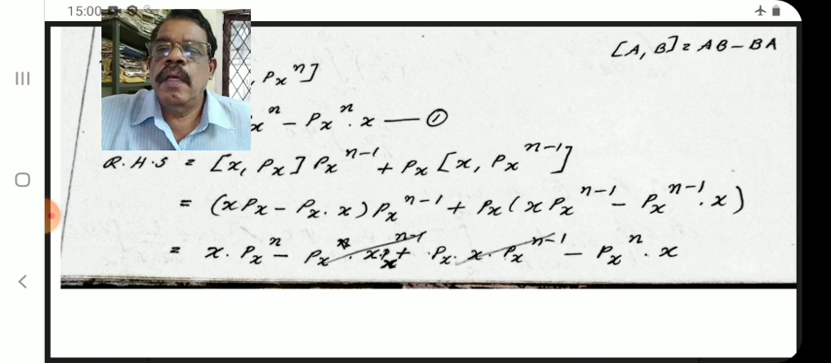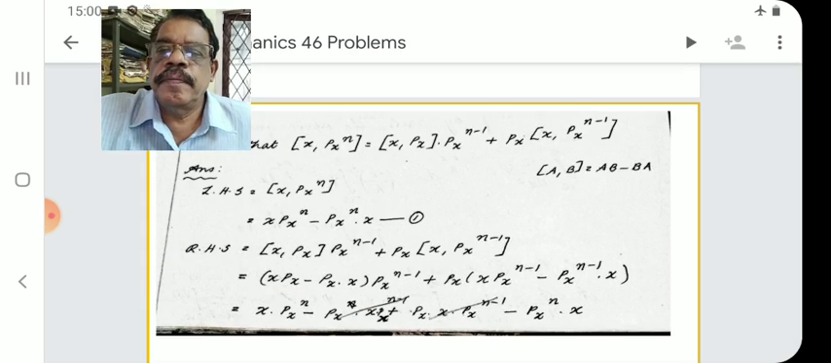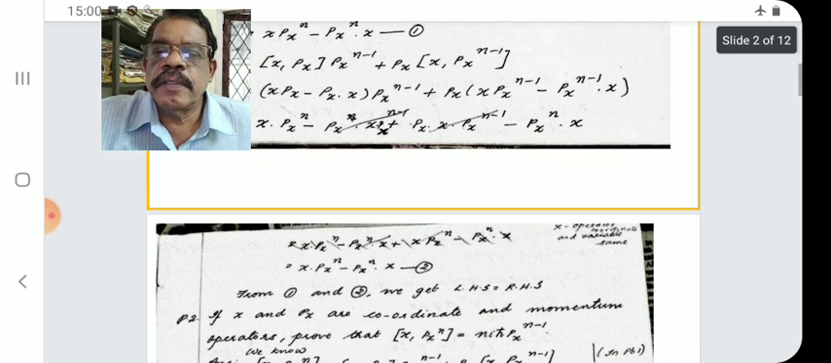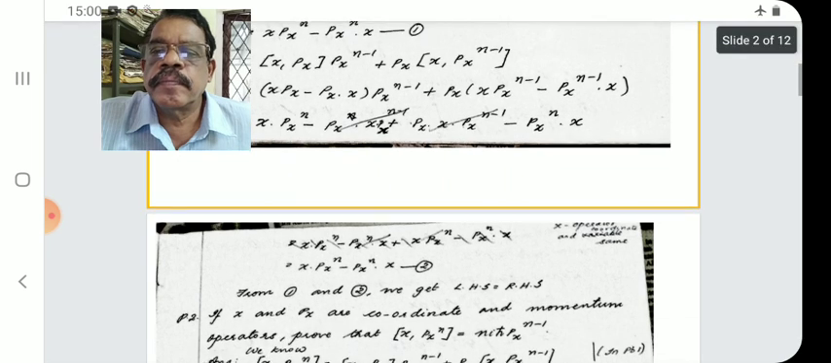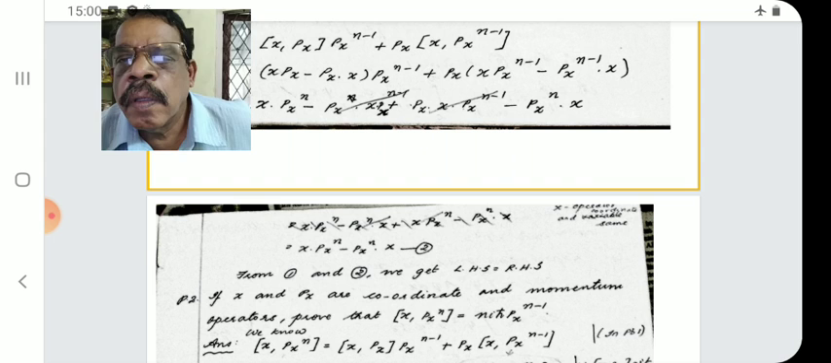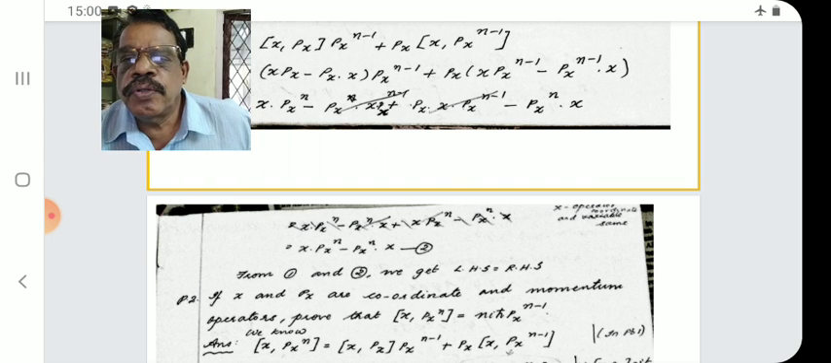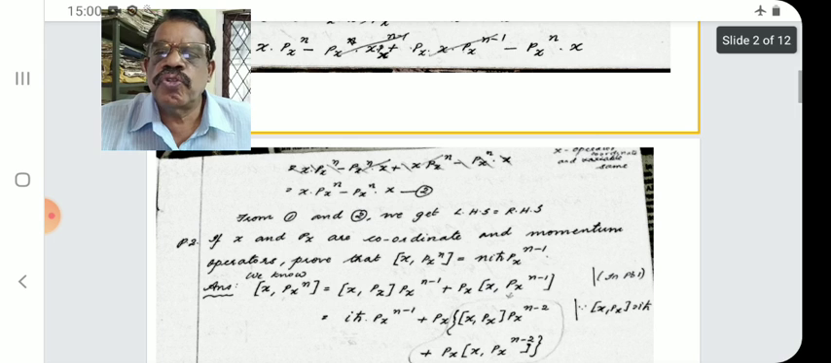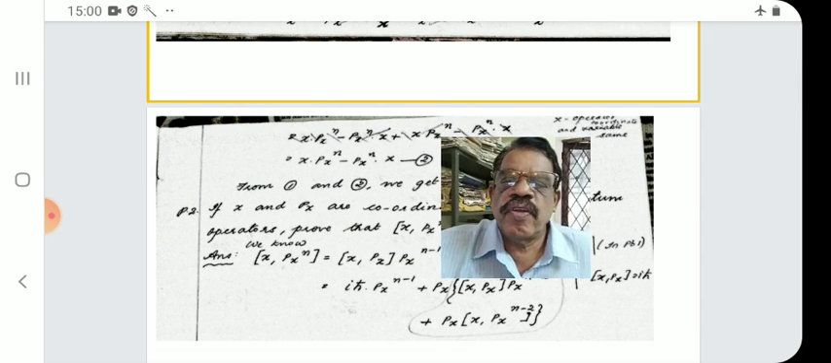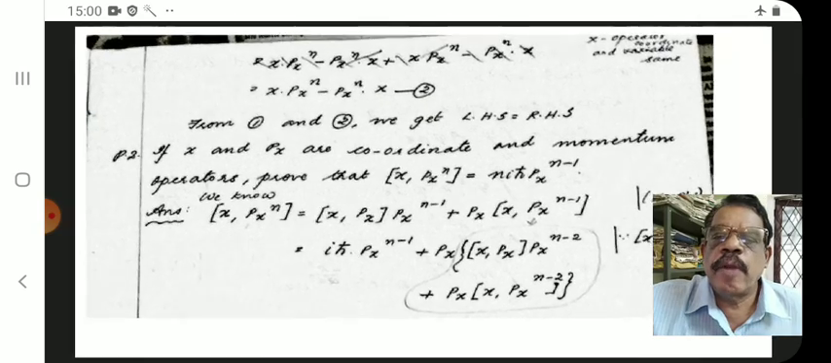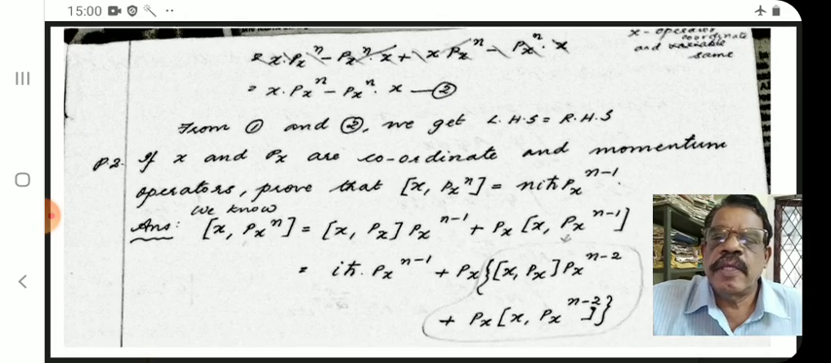And this is RHS. This is RHS, equation 2. From 1 and 2, we get LHS is RHS. Both are the same. In 1 we have written this value. In 2 also we get the same value. So from 1 and 2 we can write LHS is RHS. And this problem is actually an application in the next problem.